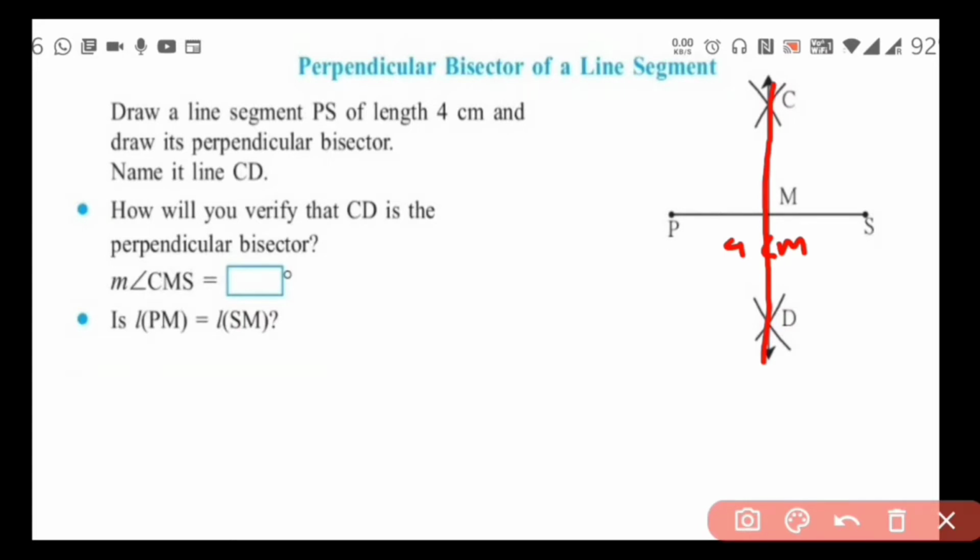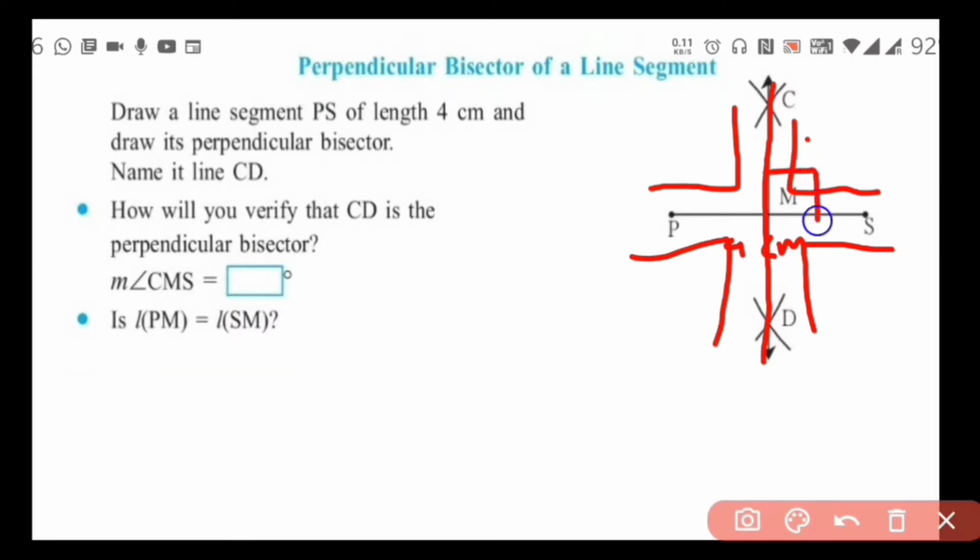First we have to measure an angle, any one angle which is formed here. Here we can see four angles are formed. Angle CMS, then angle CMP, then DMS and angle DMP. We can measure any one of the angles. You can measure all four angles also. When we measure this angle CMS, we get it as 90 degree. So angle CMS is 90 degree.